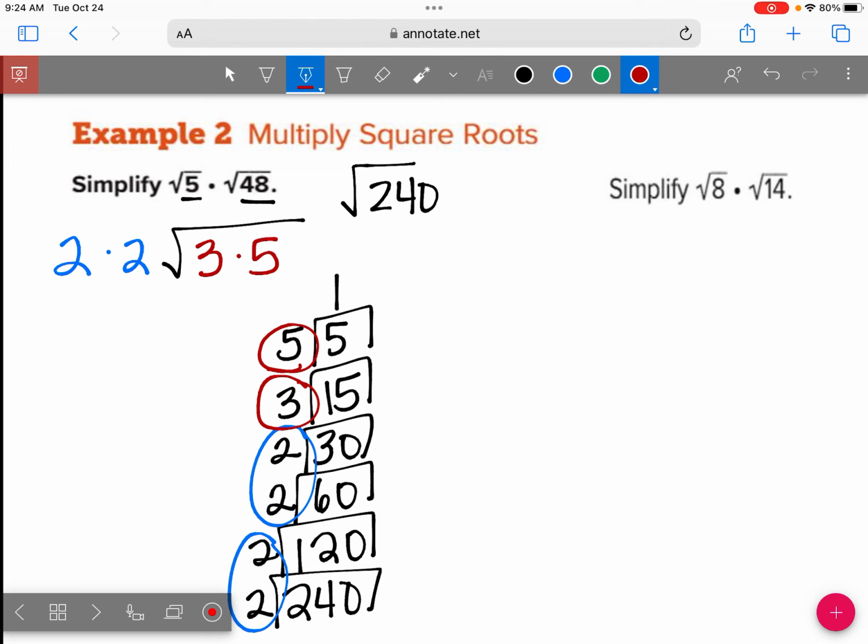Okay, so we got 2 times 2, which is 4. And then 3 times 5 is 15. So that would be your final answer.